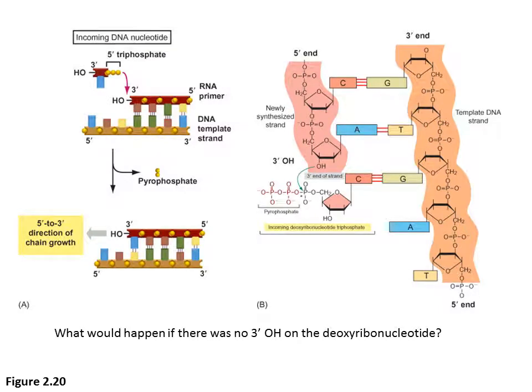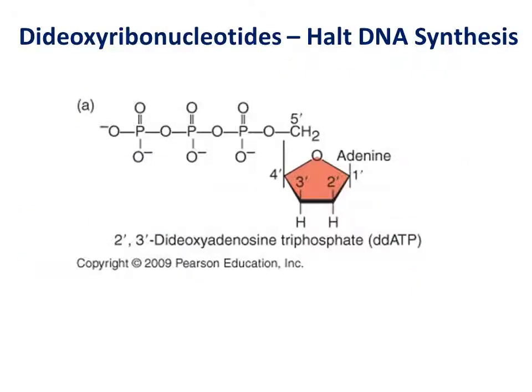By way of reminder, we had talked about DNA polymerase, which is what's binding that incoming nucleotide to the strand of DNA that's already there. And for it to do that, it requires a 3' hydroxyl on that carbon that's on the deoxyribonucleotide. So the question to you is, what would happen if there was no 3' hydroxyl on the deoxyribonucleotide? And the answer is that DNA synthesis would stop. And that's the key to how DNA is sequenced.